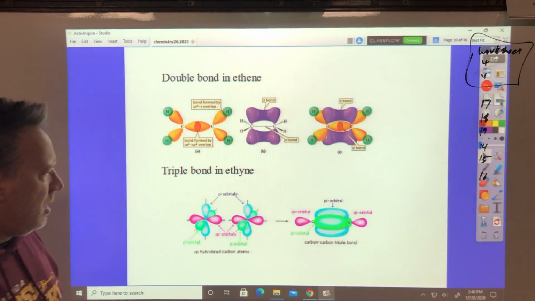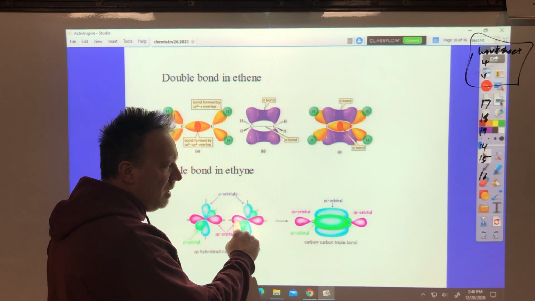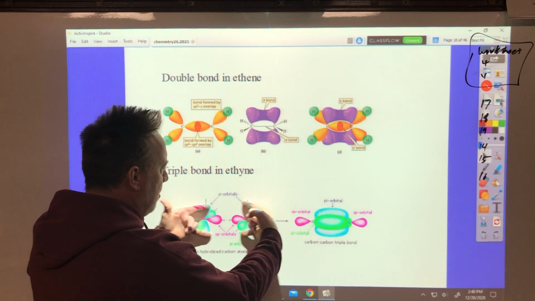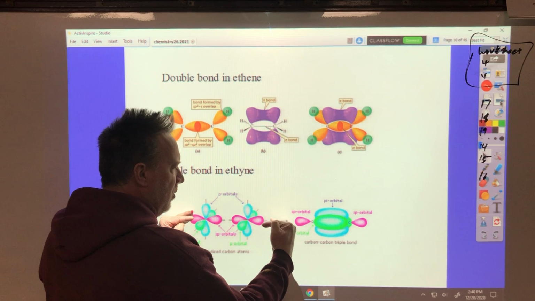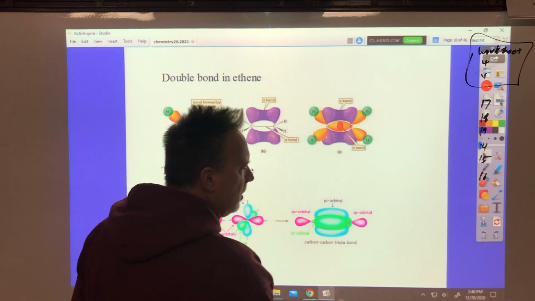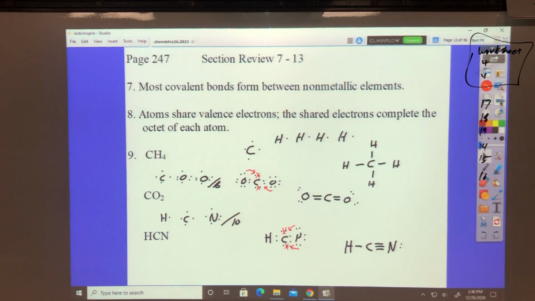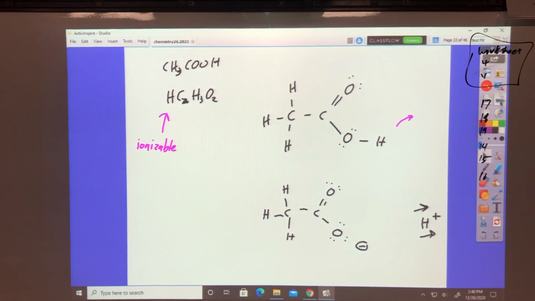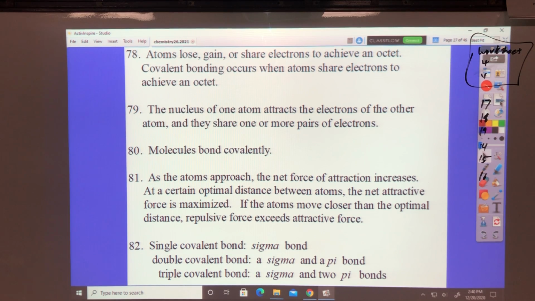In a triple bond, if you're going to bond these two orbitals, you have a sigma bond there, and you can't see it on here, and a pi bond, top and bottom, and another pi bond in and out of the board. Okay, so a triple bond is a sigma bond and 2 pi bonds. 83.